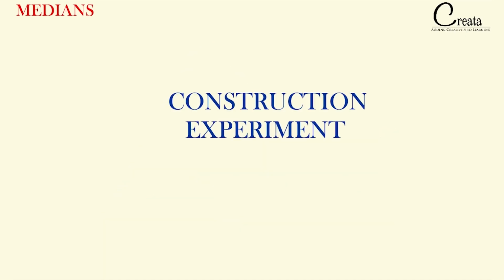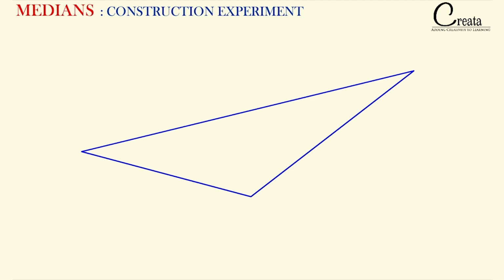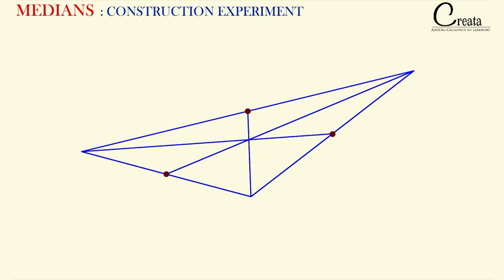So, a small construction experiment for you. Take any triangle, locate the midpoints of the sides of the triangle. Join them with the opposite vertices. You will get 3 medians. Observe that these 3 medians are intersecting at a single, common point. Whenever I tell you to do these small construction experiments, you should do them, as these small constructions help you build a strong foundation.